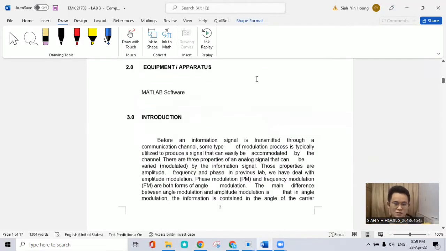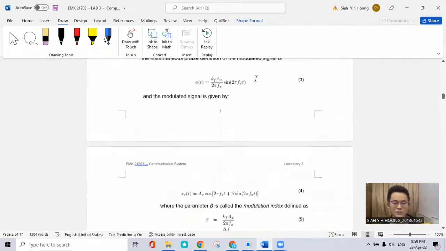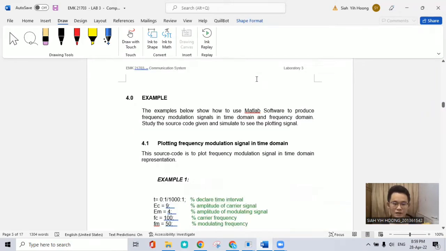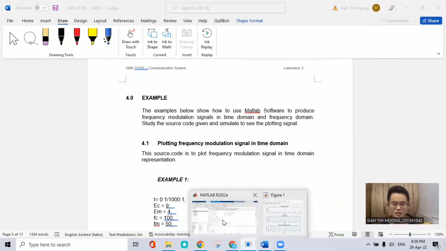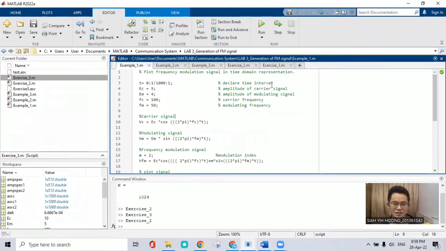Signal. So let's get into the first example. And this example requires us to plot a frequency modulation signal in time domain. As you can see, this is the code for the first example.